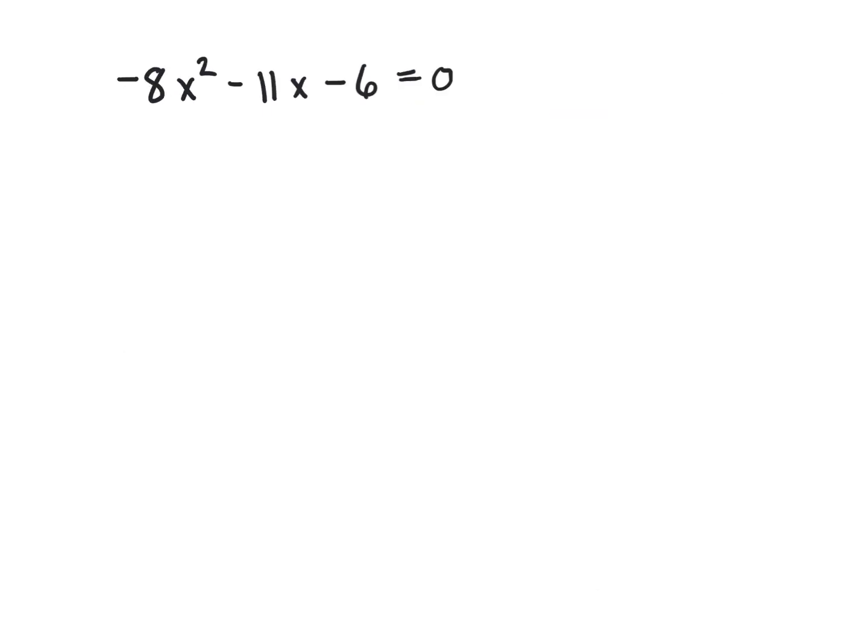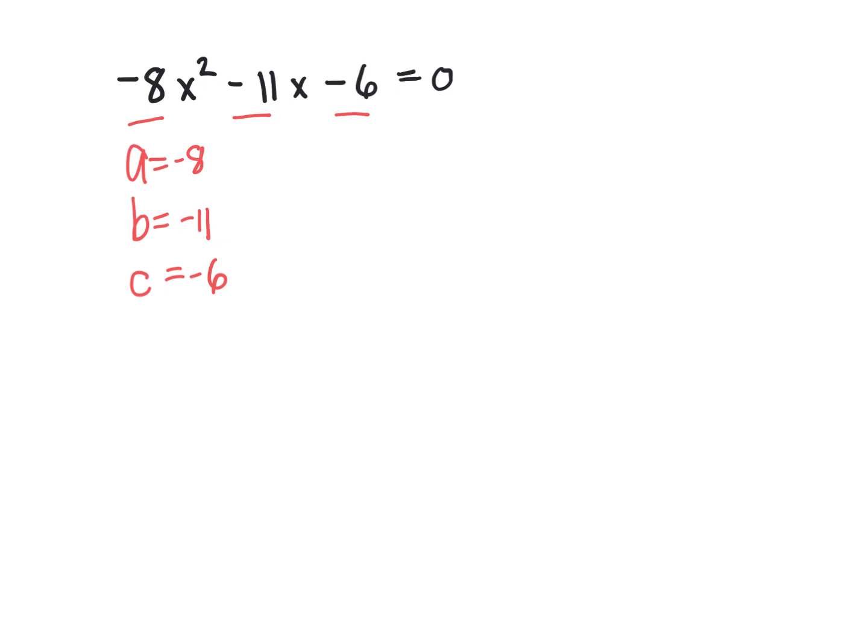So this one is negative 8x squared minus 11x minus 6. I do notice this is a quadratic, and it's set equal to 0. So I am ready to identify that A is negative 8, that B is negative 11, and that C is negative 6.